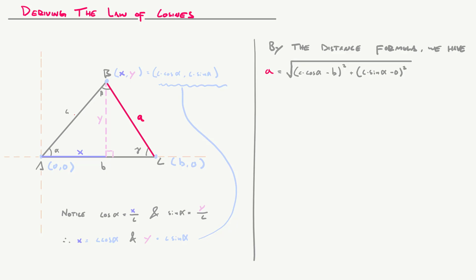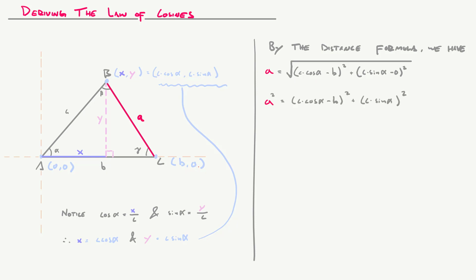So a is equal to, typically the distance formula is x1 minus x2 quantity squared plus y1 minus y2 quantity squared. Well, x1 is c times cosine alpha, and x2 is b. So we've got c cosine alpha minus b, that quantity squared. We add that to y1, which is c sine alpha, minus y2, which is just 0, that quantity squared. We're taking the square root of this whole thing because that's what the distance formula is.